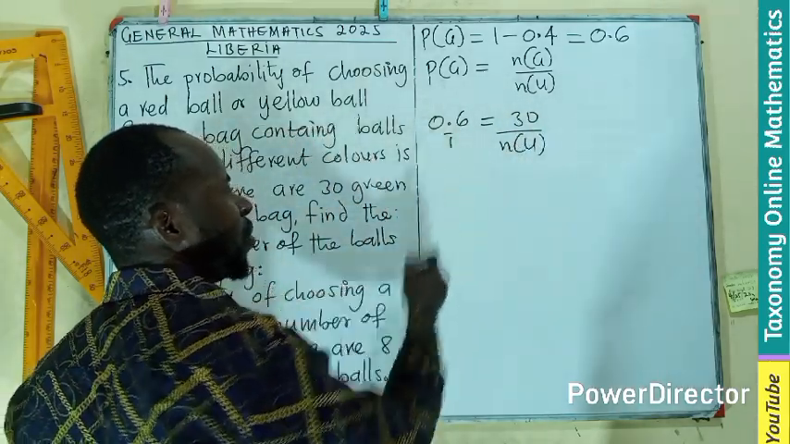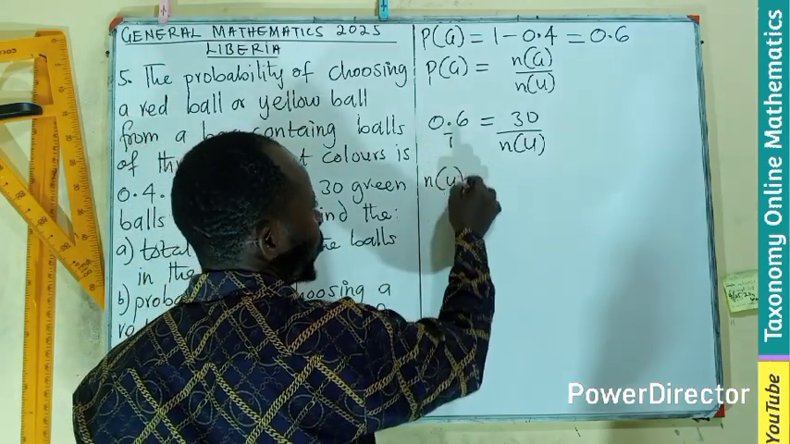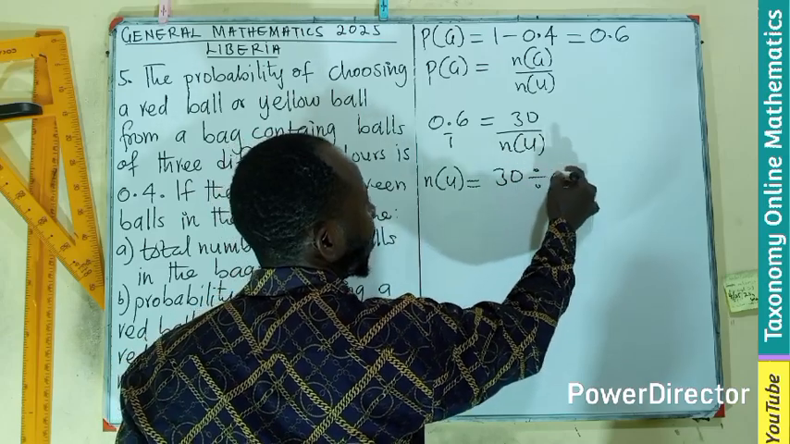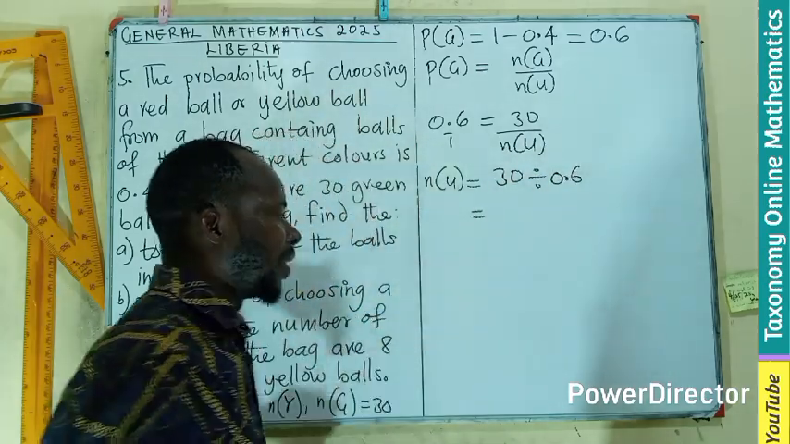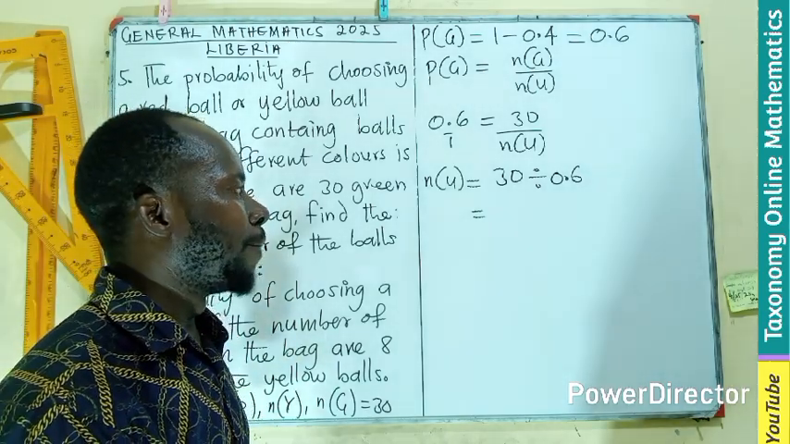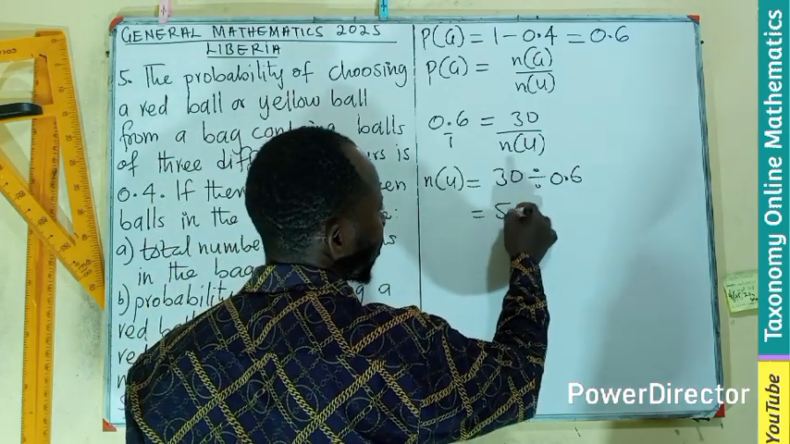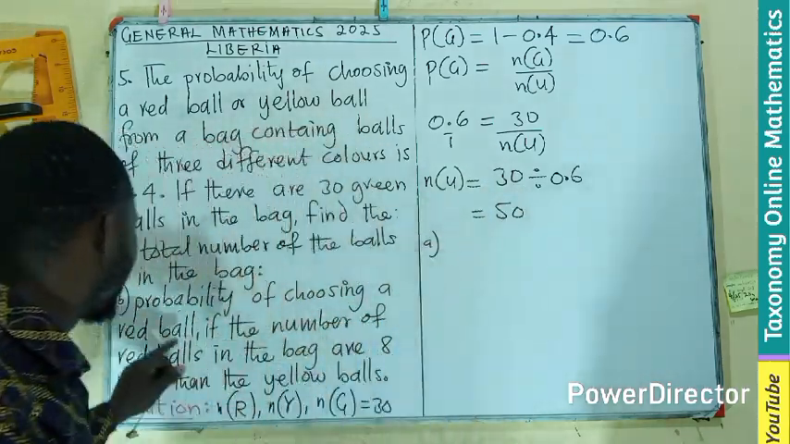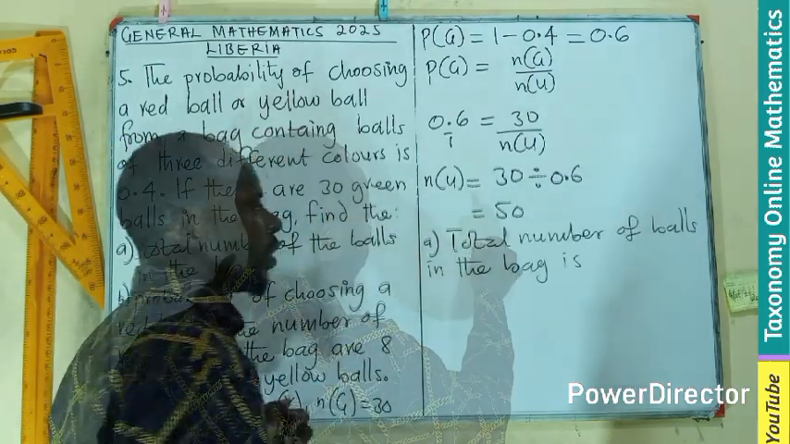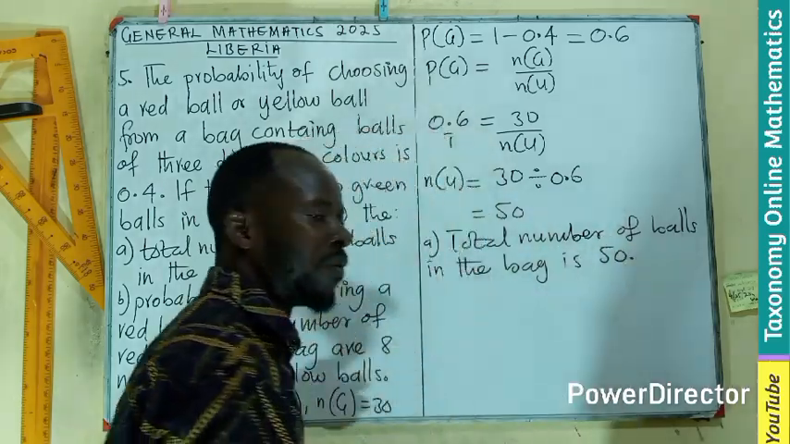If you cross multiply from here, your number of balls is going to be 30 divided by 0.6, and that will be 30 times 10 divided by 6, which will give you 50. So for the first part, we are looking for the total number of balls. The total number of balls in the bag is going to be 50. There are 50 of them.